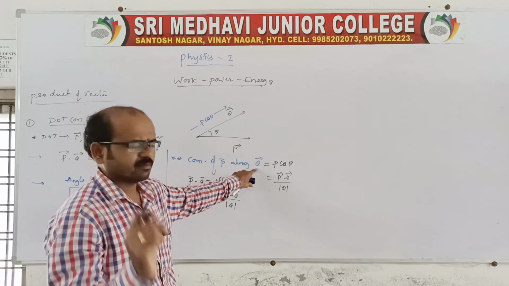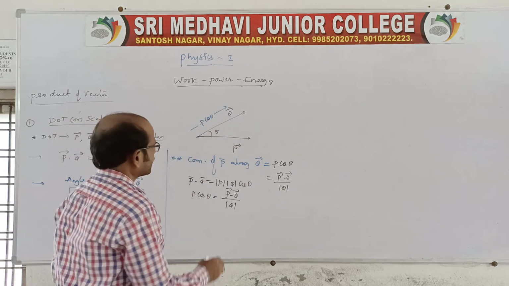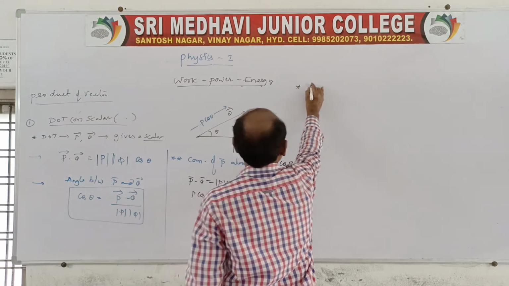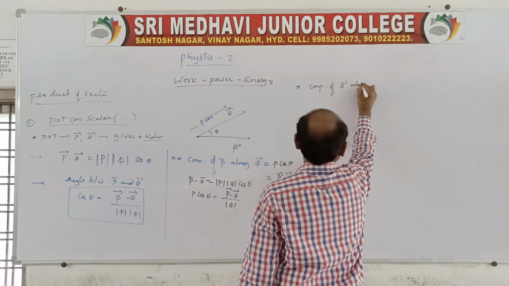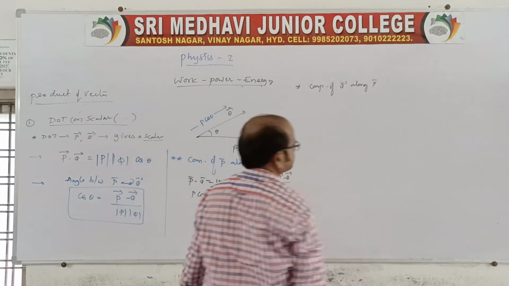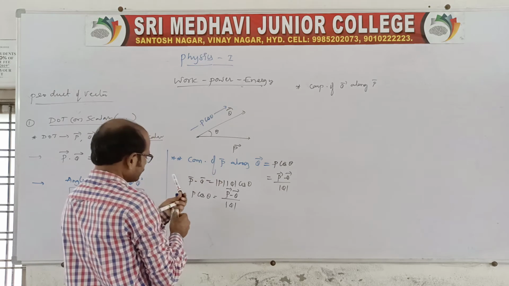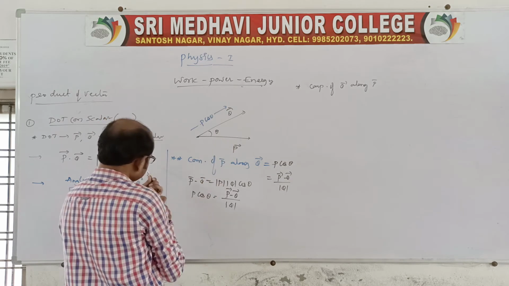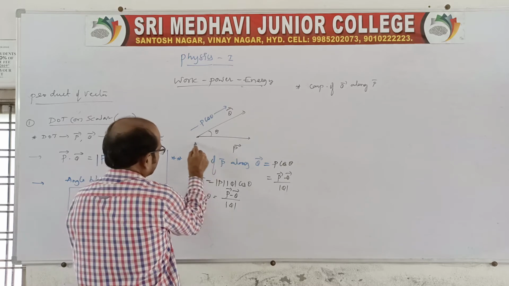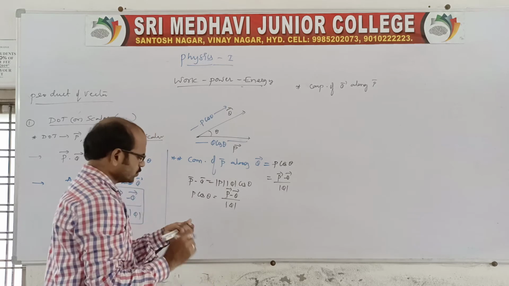In the same way, you may be asked to find the component of Q along P. Q can be resolved into two components. Therefore, Q is along P, that is, Q cos theta, because it is resolved into two components.